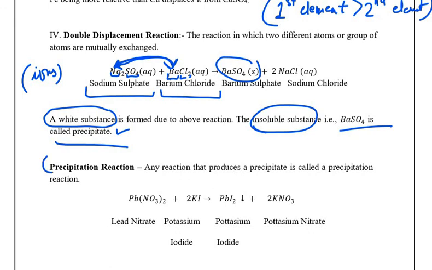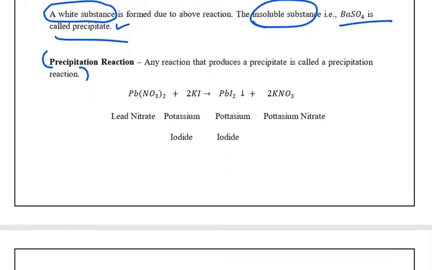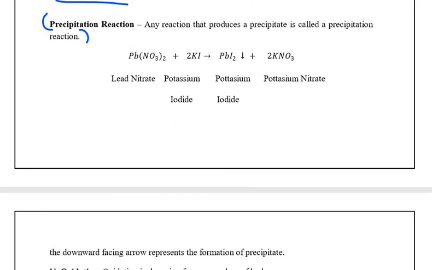Now I have given you some important information here, that is precipitation reaction. Any reaction that produces a precipitate is called a precipitation reaction. Now in this case you can see we have lead nitrate, which when it reacts with potassium iodide will form lead iodide. Sorry, there is a mistake. It will be lead iodide, and the second is potassium nitrate. Now here you can see that PbI2 is with a downward facing arrow. Why it is with a downward facing arrow is because it has formed a precipitate, and the precipitate we know is white in color and is an insoluble substance.